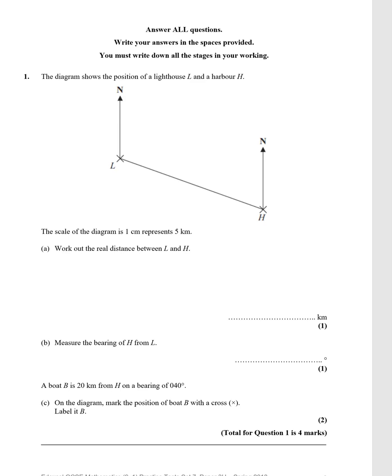Now, if you measure that on A4 paper, it should be 8.5 centimetres, but we've got a scale of 1 centimetre to 5 kilometres. So we need to do 8.5 times 5, which is 42.5. Now, just obviously be careful, because if you're using a shrunk down version, that's going to be a different length.